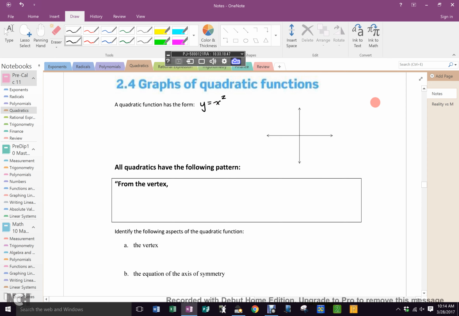Thank you for not saying T-chart. I know, but you've been in my class before.